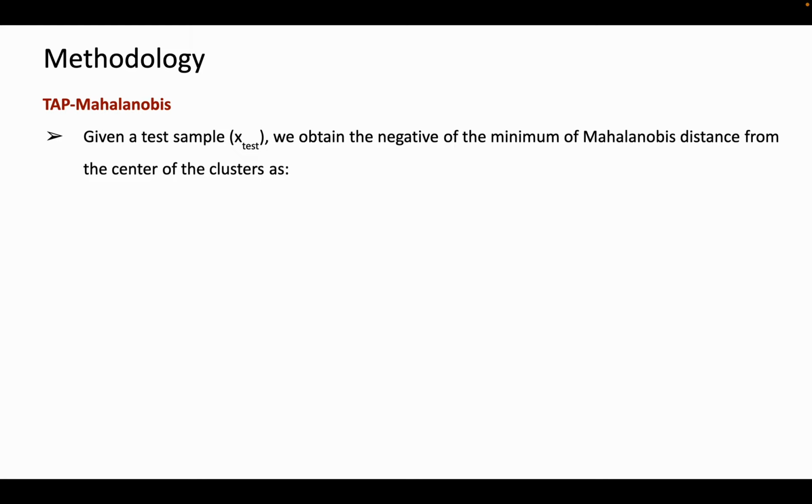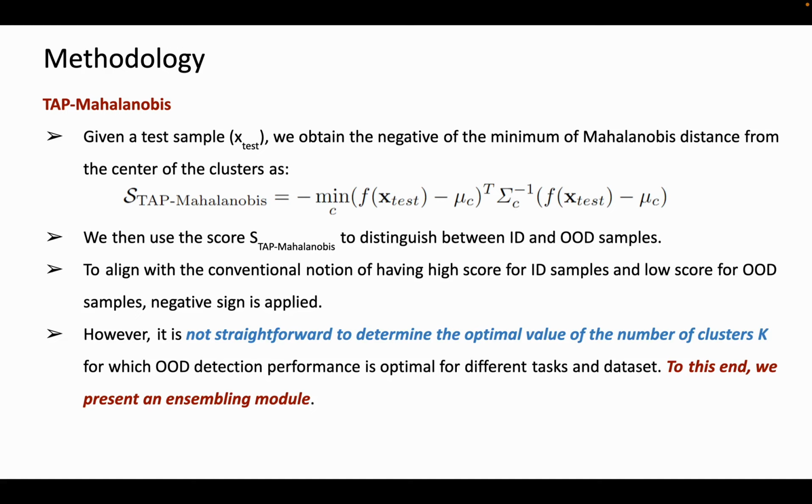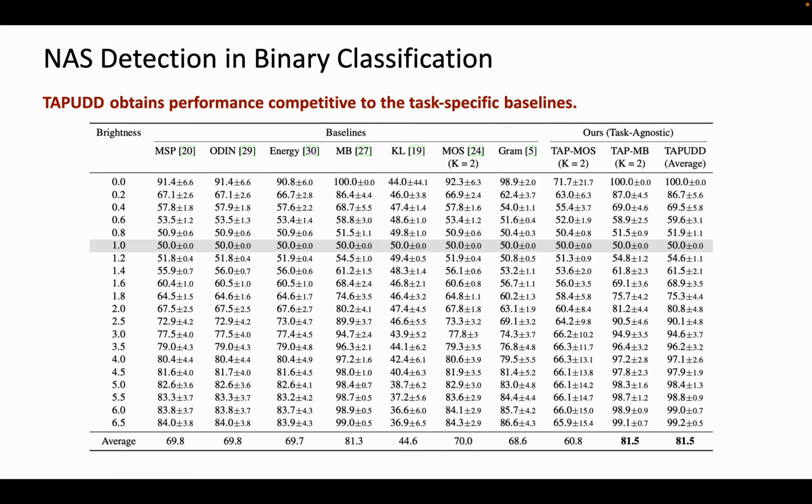At test time, the TAP-Mahalanobis module takes the given sample and computes the negative of the minimum Mahalanobis distance from the clusters. This score is then used to detect unseen samples. However, it is not straightforward to determine the optimal value of K. To this end, we present an ensembling module. In this module, we obtain the TAP-Mahalanobis scores for multiple values of K and aggregate them to obtain an ensemble score, which is then used for detecting unseen samples.